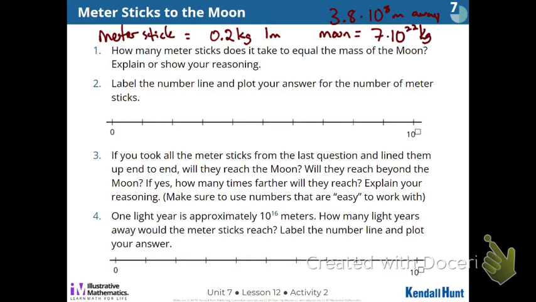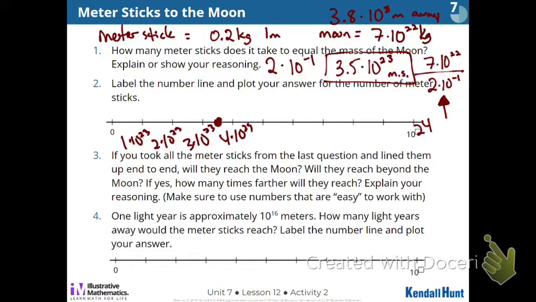The hint I'm going to give you is the meter stick's mass works nicer as 2 times 10 to the negative 1. That's my first hint. So hint 2, it's not even a hint. You probably already know this. What operation do I need to do? I need to do division, right? Bigger thing divided by little thing to see how many fit in there. So I need to do 7 times 10 to the 22nd divided by 2 times 10 to the negative 1.